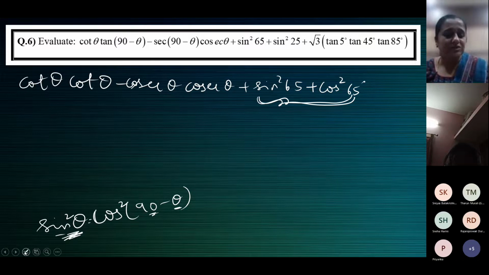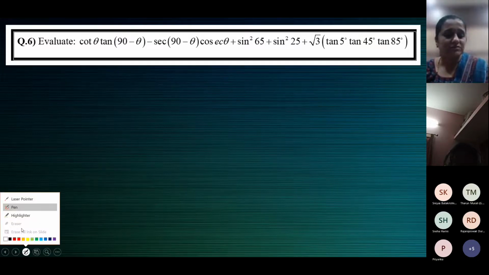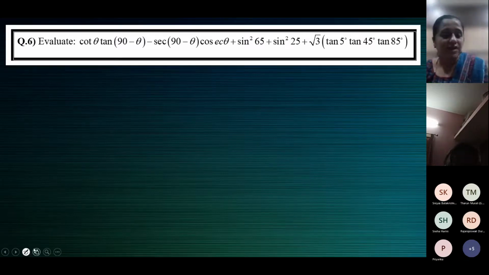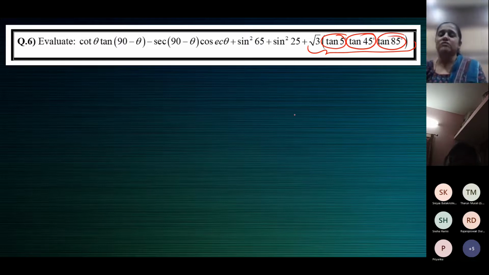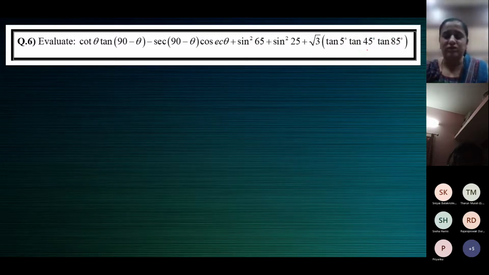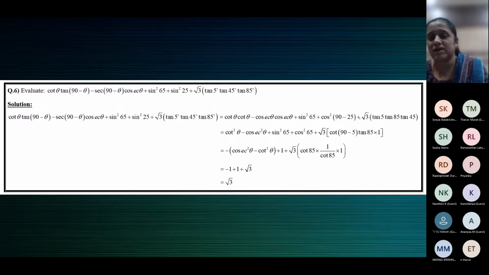And in the last part of the expression, tan 45, you can get the value from the table. Tan 45 is 1. You will have to group tan 5 degrees and tan 85 degrees. You must always group T ratios whose angles are complementary. 5 plus 85 is 90. So group them. Tan 45, the value you can get from the table.